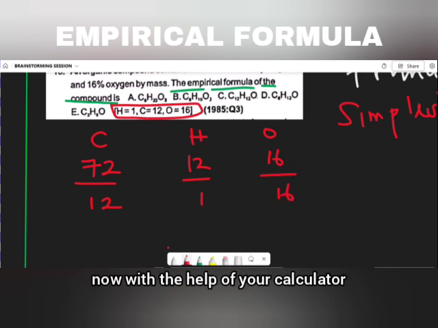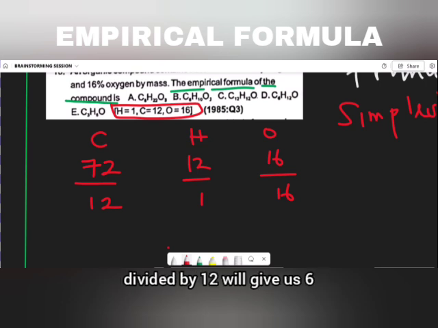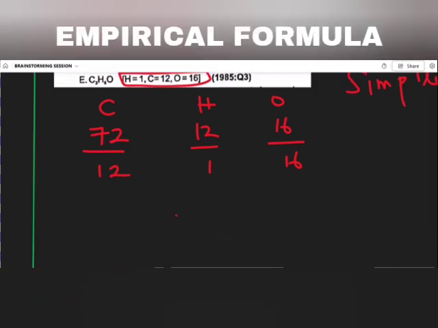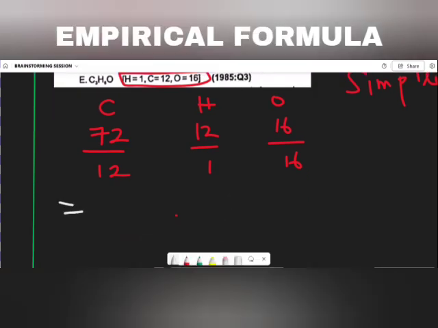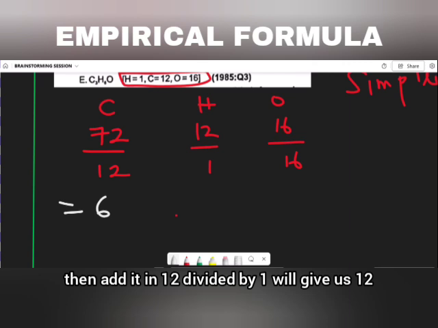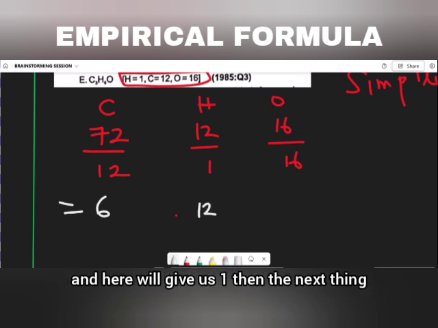Now with the help of a calculator, when I divide 72 by 12, I'm going to have my answer. 72 divided by 12 will give us 6. Then hydrogen, 12 divided by 1 will give us 12. Then oxygen will give us 1.